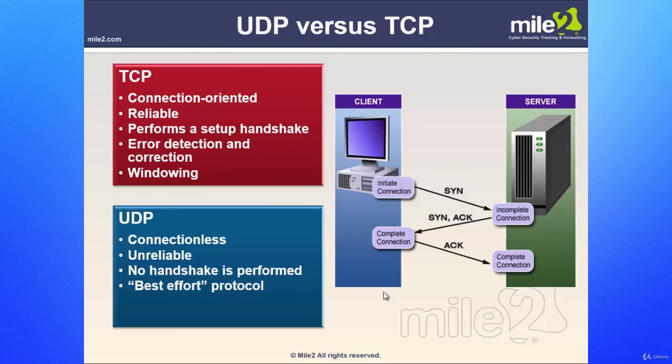Now, there's also something else involved. It's called the TCP/IP sliding windows concept, and basically it means that whenever it sends data, it has to reply back stating that it got the data so it can then send more and so forth. And that's what we mean by connection oriented. It is also very, very reliable, and it performs a setup handshake. Again, error detection and correction is also there, and this is where they also mention the windowing.